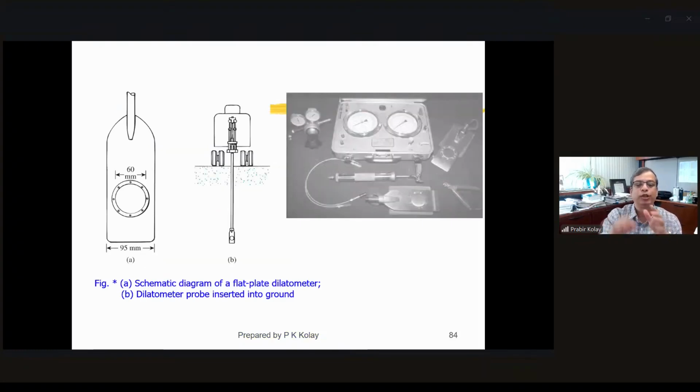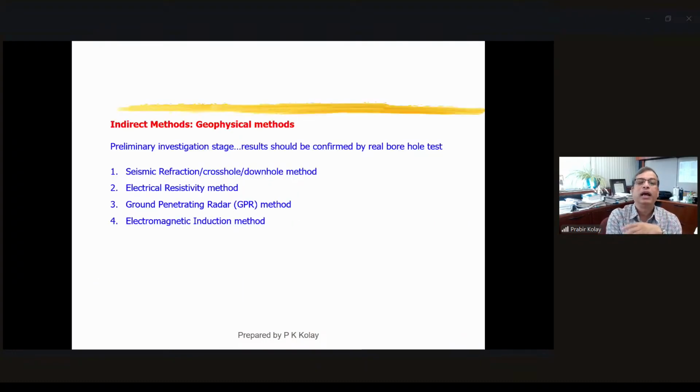The dilatometer test, again, is just pushing it into the ground, and then there is a system. We apply some pressure there, and from this you find out the lateral confinement. Depending on that, you can find out the stiffness of the soil. And then we have maybe 2-3 minutes. So the last method, I'm not going to go into detail.